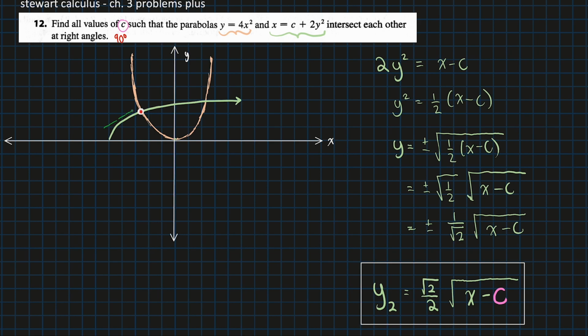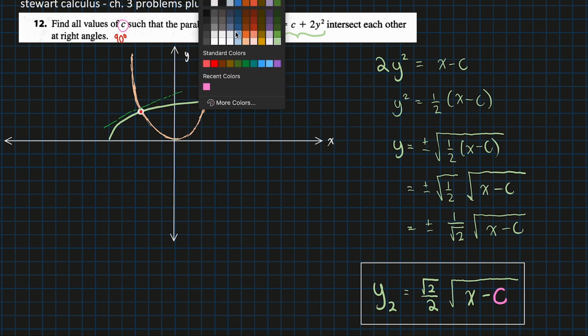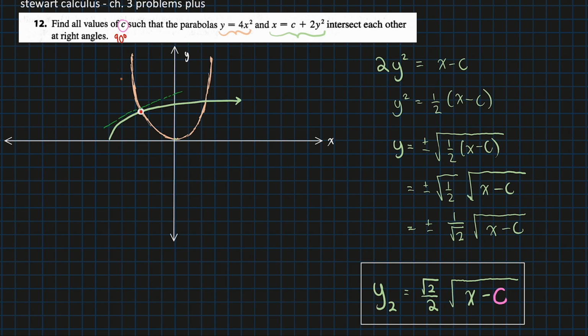Let's say our green parabola's tangent line is something like that. And our orange parabola's, our green one isn't a parabola anymore. Our green function's tangent line is something like this, and our orange one's is something like this. So you can see they intersect at about 90 degrees. So essentially, we want to come up with an equation to find where the slopes of the tangent lines are perpendicular and where the point of intersection is. So let's write down some criteria for when two curves intersect each other perpendicularly.